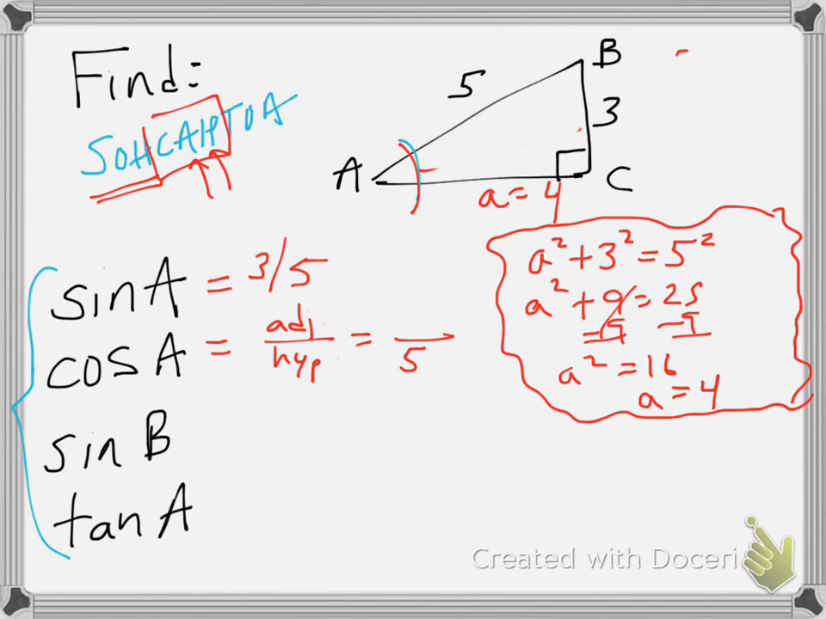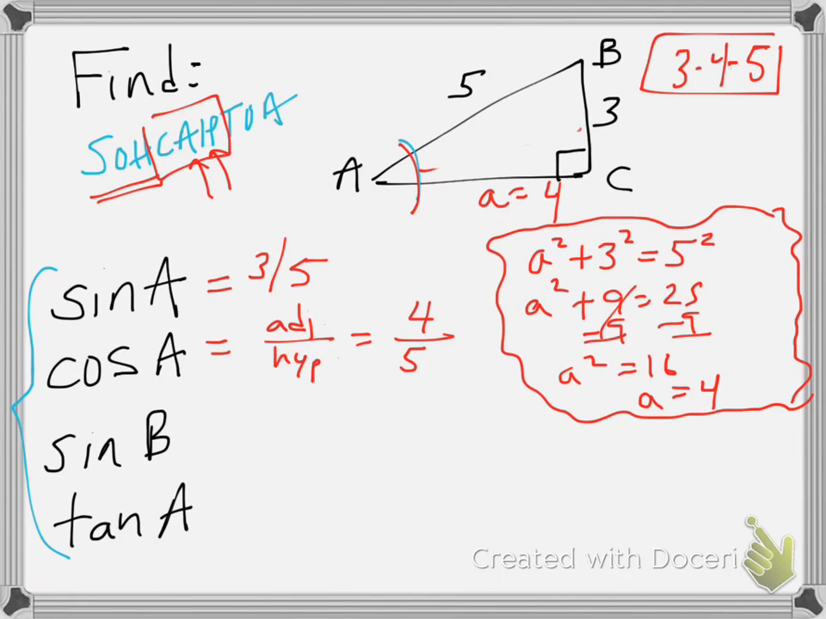And I chose a very easy example here. Most of you probably know about the 3, 4, 5 right triangle. But if not, it's a good one to know. 3, 4, and 5 always make a right triangle. So A is 4, so the adjacent side is 4, so cosine of angle A is simply 4/5.